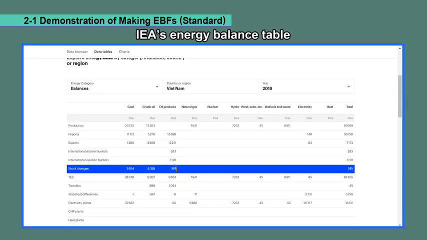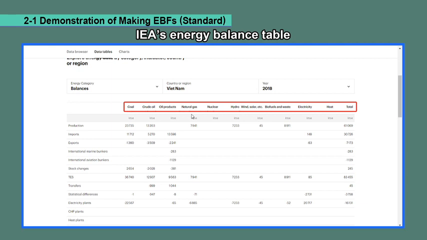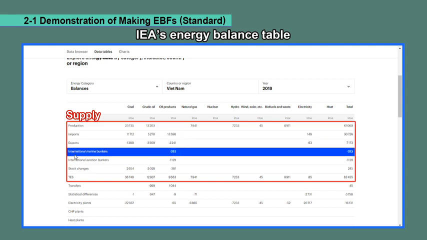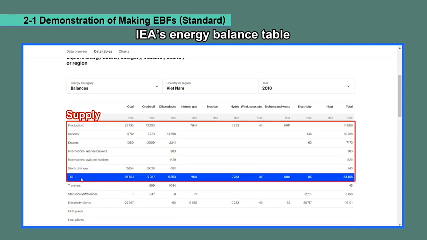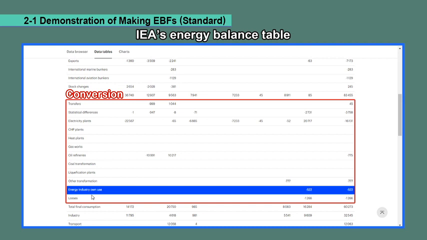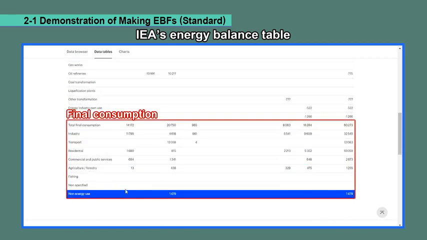You're looking at an energy balance table. The columns are for energy sources such as coal and crude oil, with total at the far right. The rows go from production, imports, and exports to TES. This is the supply part. The middle part, from transfers to losses, is conversion data. The bottom part, from total final consumption onward, is final consumption data.